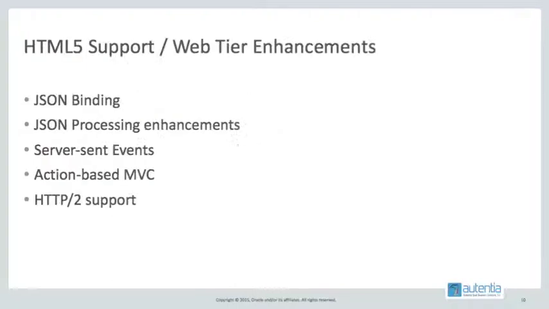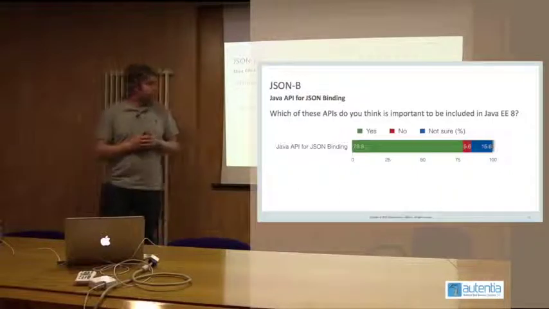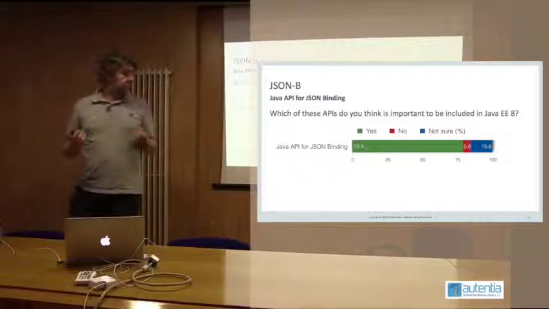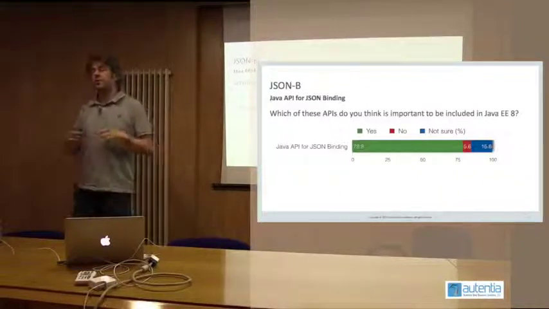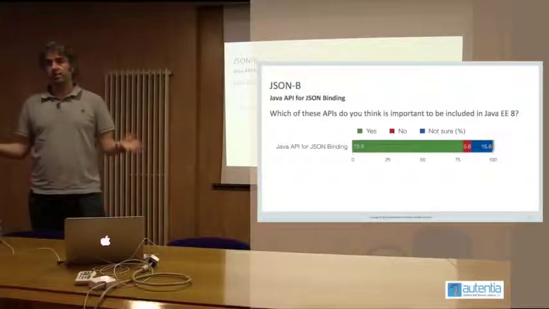We plan to introduce a JSON-B binding API. We plan to enhance the JSON-P API, which was introduced in Java EE 7. We would like to add SSE to the platform. We will introduce a new action-based MVC framework. And finally, we would like to add HTTP/2 to the platform. So let's look at the first one, JSON-B. In the survey, we had this question, specifically about JSON-B, and nearly 80% of the people who answered said that yes, we should do JSON-B.